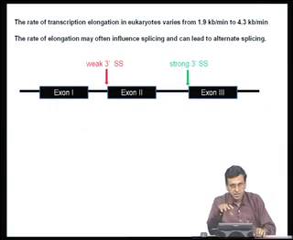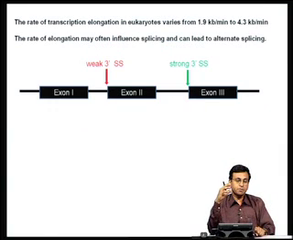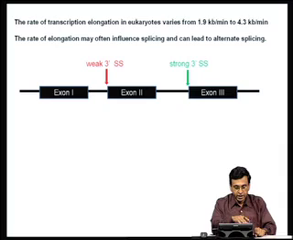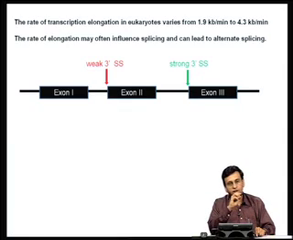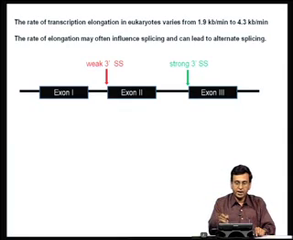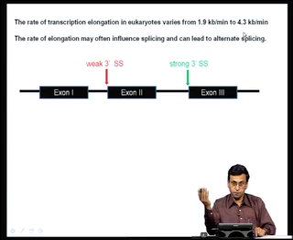The other interesting example I want to give is how the rate of transcription elongation can also influence splicing. So, again I have taken the same gene where you have a weak 3' splice site and a strong 3' splice site. Now, it turns out the rate of elongation of transcription varies from gene to gene, and it can be anywhere from 1.9 kb per minute to 4.3 kb per minute.